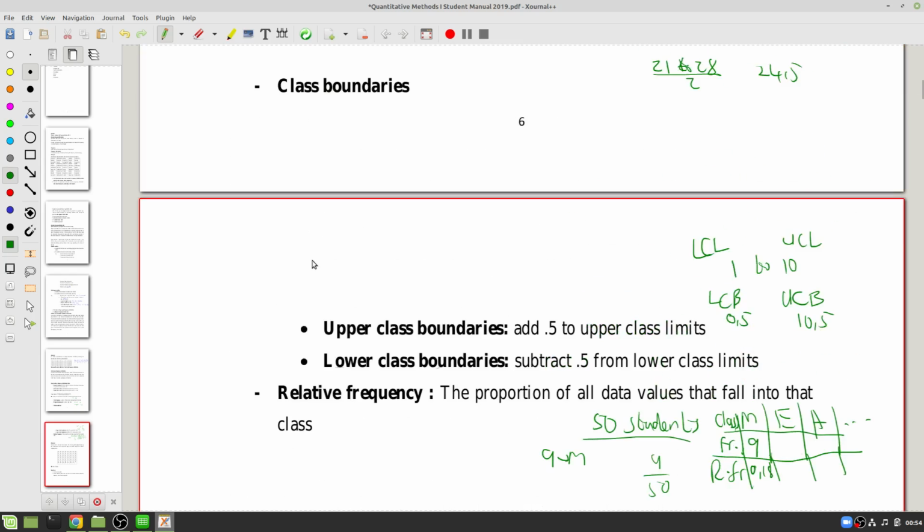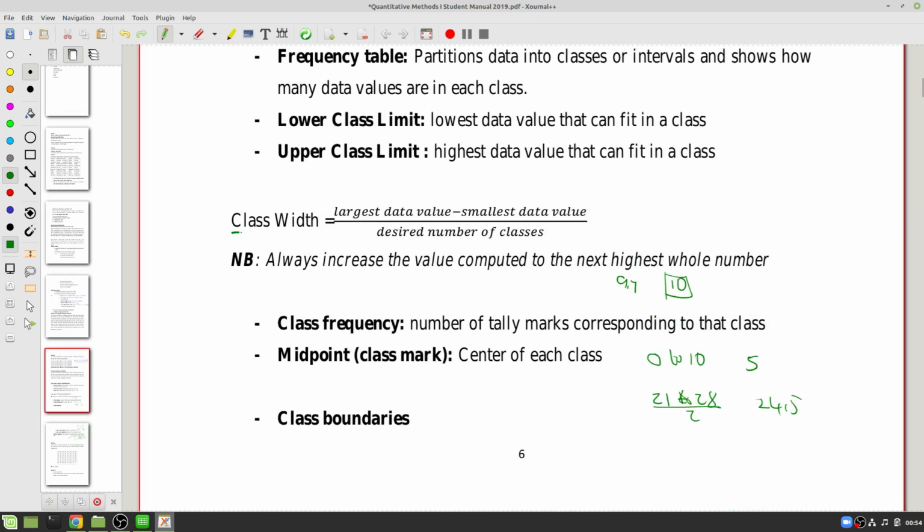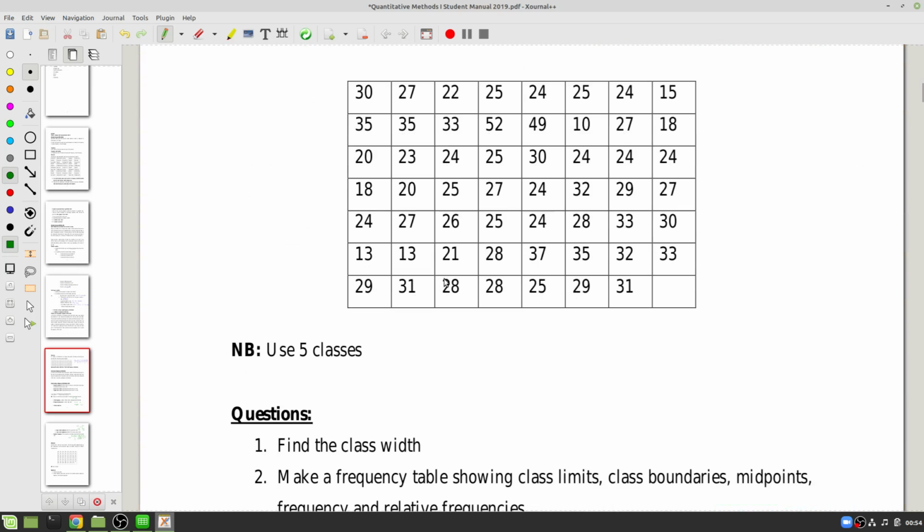How do we find the width of a class again? Class width says we take the largest data value minus the smallest data value, divided by the desired number of classes. So what's the largest value we can find here? 52 is our largest value. What's the smallest value? There's a 13, 10. 10 seems like the smallest one. The largest minus smallest, and how many classes do we want?